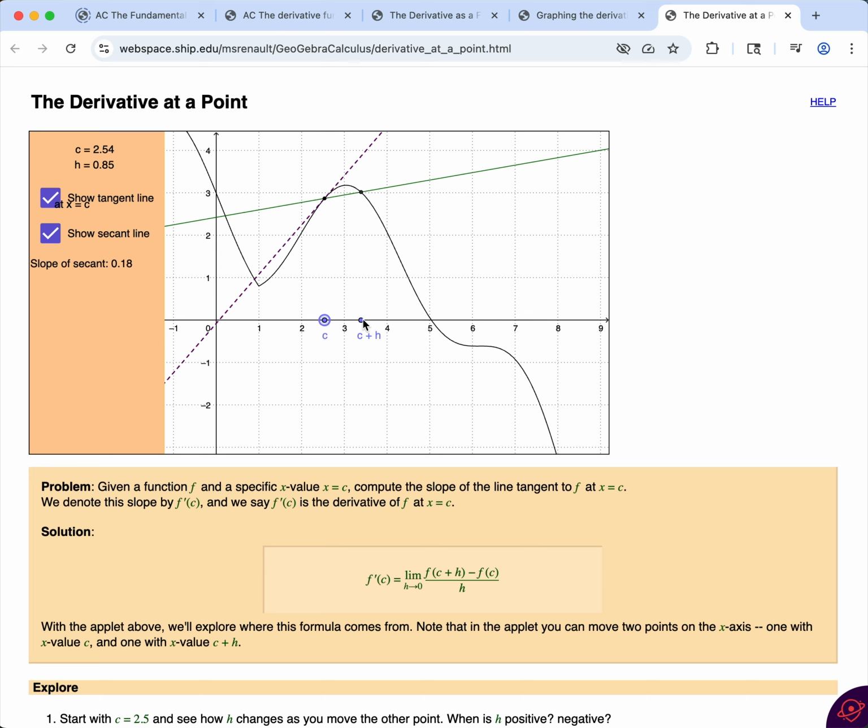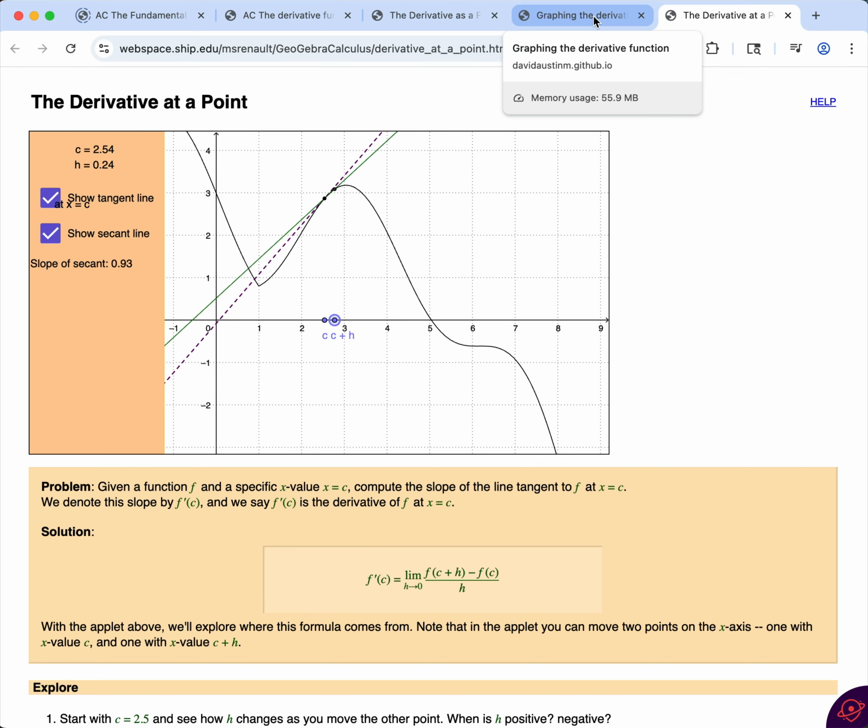And if I make h get smaller and smaller, h is how far these are apart, that secant line gets closer and closer to being the tangent line. And so that's the idea of what the limit is doing. It's moving this point closer so it gets a better and better approximation of the tangent line.